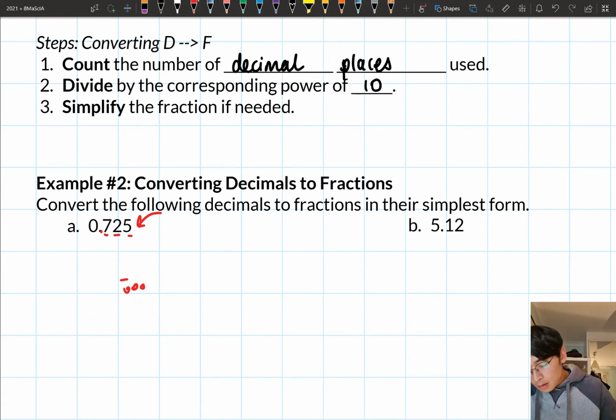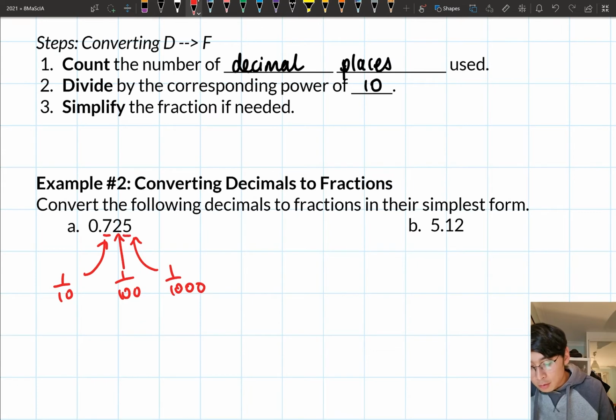Oh, let me write it out a little bit bigger so you can see it. So this first 7 is my tenths. The next number is my hundredths. And the 5 is my thousandths. So here we've got 3 decimal places. Now, because we know that there's 3 decimal places, we're going to divide by the corresponding power of 10.